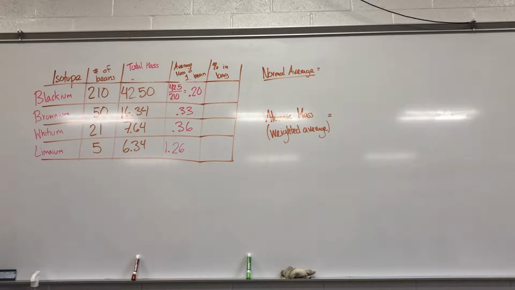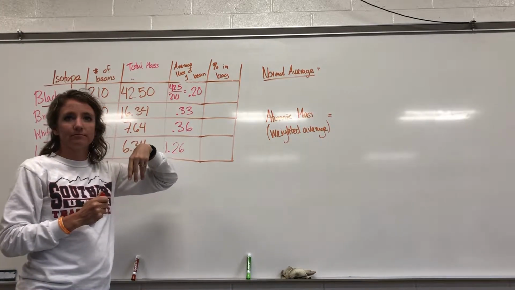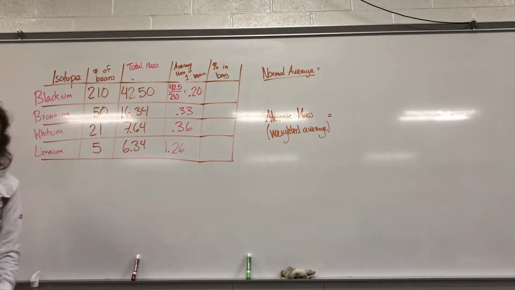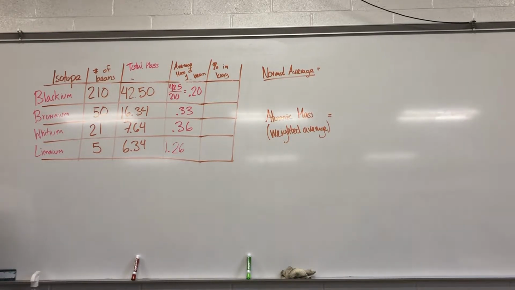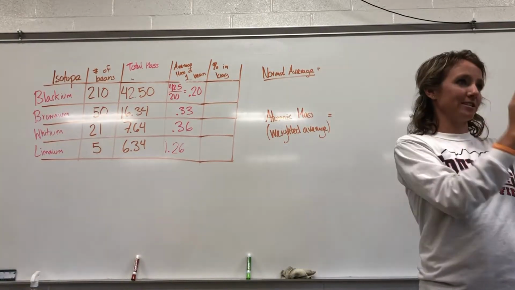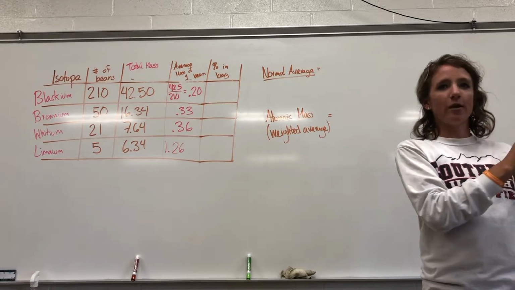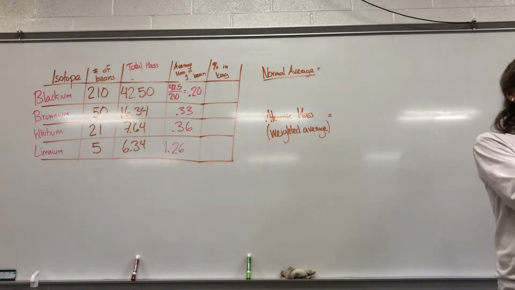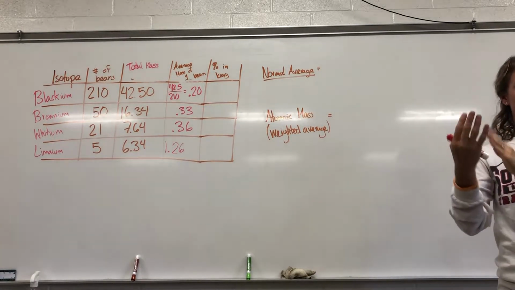So that tells us on average, if I weigh a black bean, for me, in my bag, it should weigh about 0.2 grams. A lima bean should weigh about 1.26 grams per bean. Okay? Now, I want to show you something that is the wrong way to do it, because I think a lot of times understanding how not to do it can better help you understand how to do it.